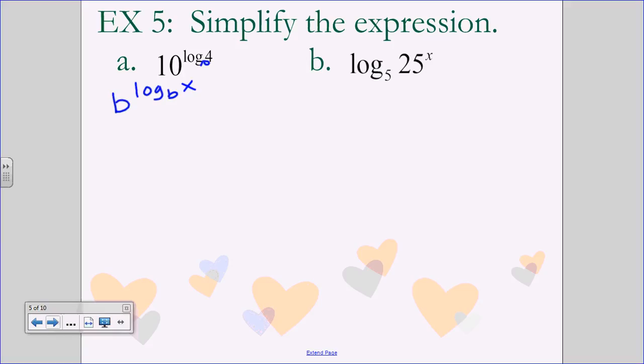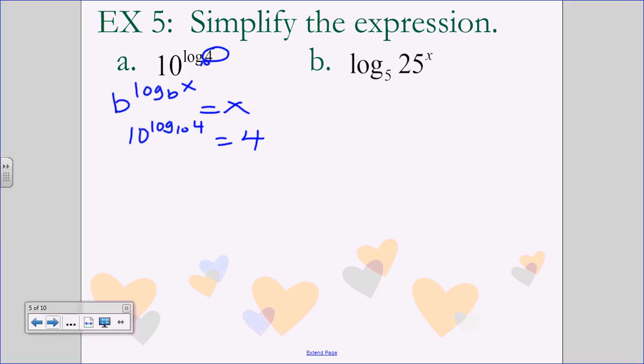So in this form, we have 10 to the log base 10 of 4, and that's going to equal x. Everything is the same here, and then we take that 4, and 10 to the log base 10 of 4 is just 4. So that's what that equates to. It's just whatever was inside the log, since it was the same base 10.